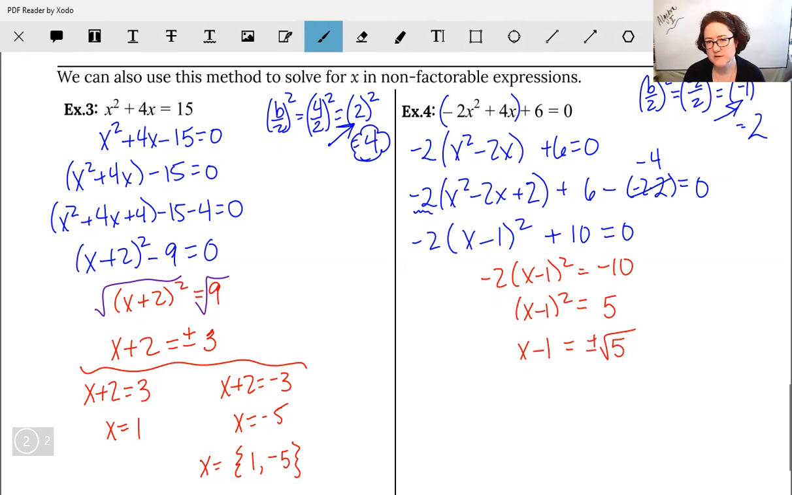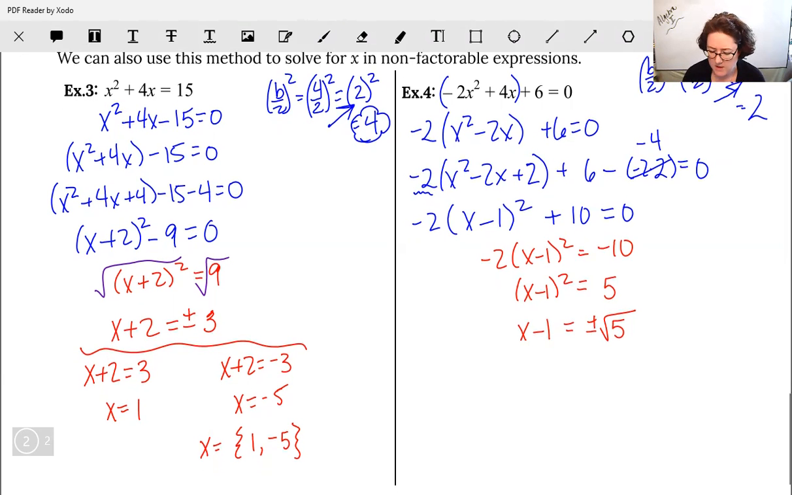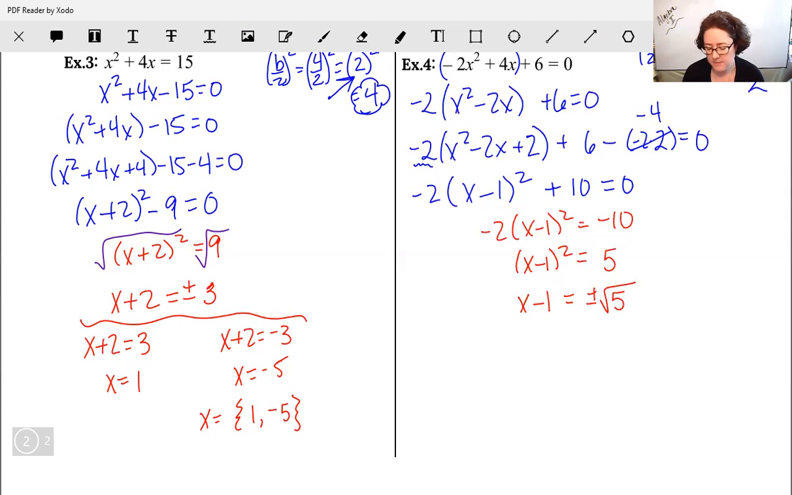last time we had square root of 9, which gives us a nice even answer, because it has a perfect square root. 5 doesn't. So how are we going to deal with that? Well, I'm still going to attack it the same way. So I'm still going to look at dividing it up into my 2 different equations. So we'll have x minus 1 equals a positive square root of 5, and we'll have x minus 1 equals a negative square root of 5.